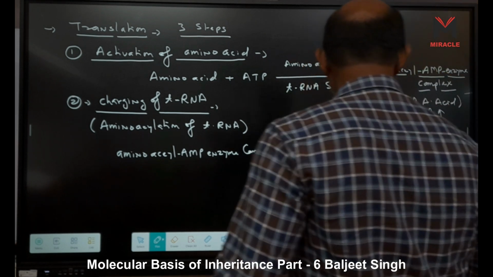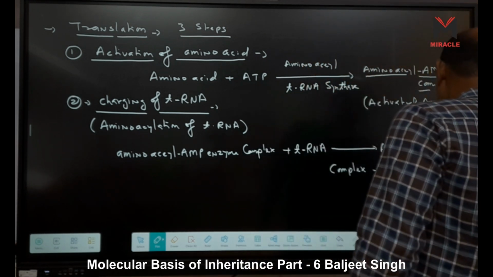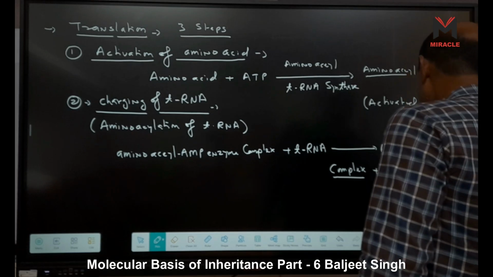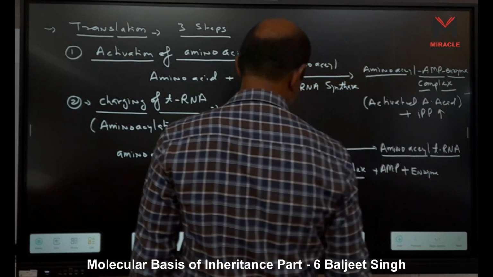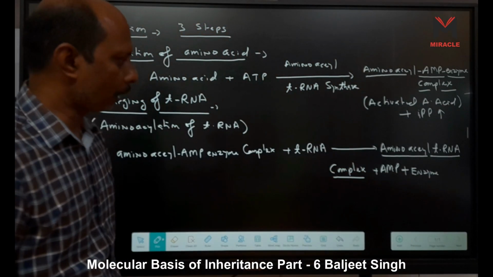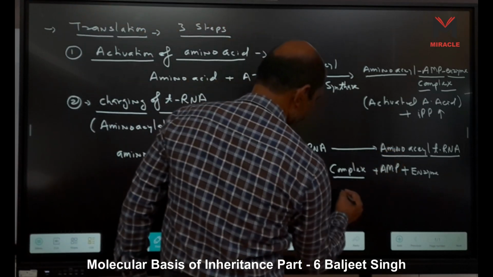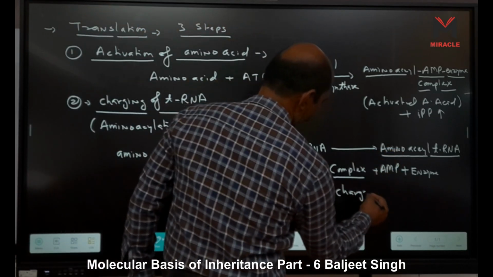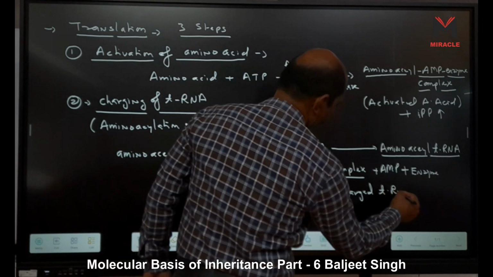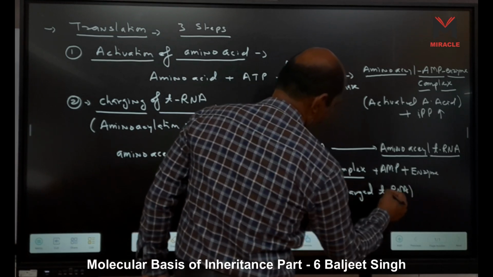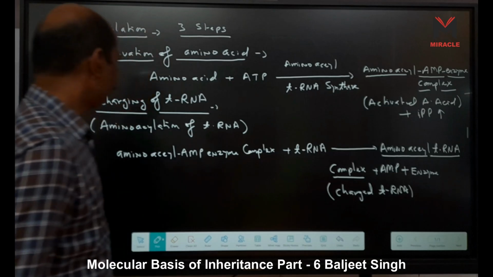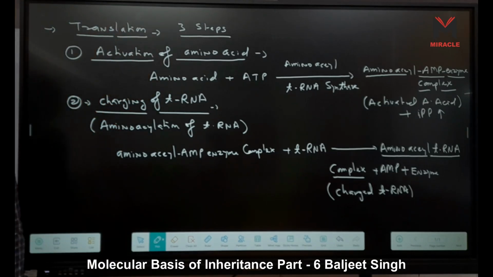So what happens here? This aminoacyl transfer RNA complex is formed, and this one is called activated transfer RNA. That is charging of transfer RNA. This one is called charged transfer RNA. Okay, the second process is the charging of transfer RNA.